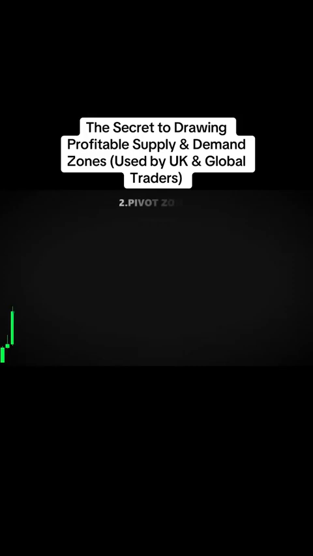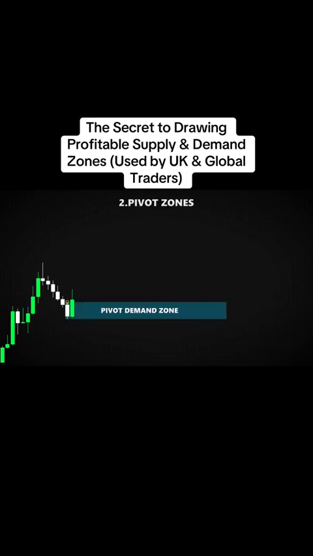Let's talk about pivot demand and supply zones. I'll keep it simple for you. When price is trending down, showing that sellers are in control, something interesting happens. A red candle forms, followed by a strong green candle that closes above the high of the red one. This is a shift. Buyers have stepped in with force, pushing the price up. This is what we call a pivot demand zone, where price changes direction and starts moving higher.